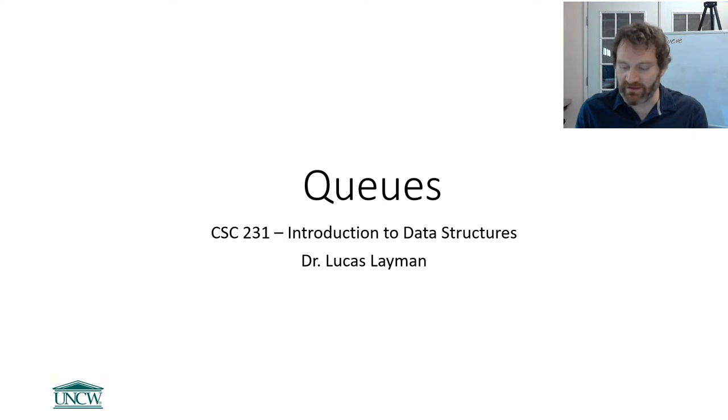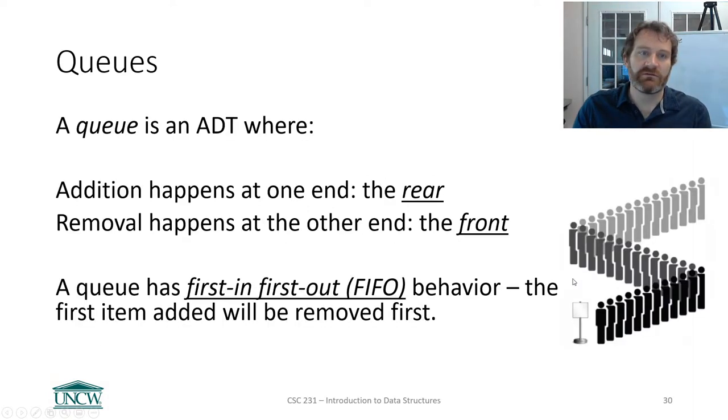A queue is an abstract data type where addition happens at one end. So we're going to have a collection of items once again. Addition is going to happen at one end and we remove from the other end. So it's a line, right? It's a line at Burger King, at McDonald's, at the bank, at the DMV, wherever you are, right? It's a queue. It's a line.